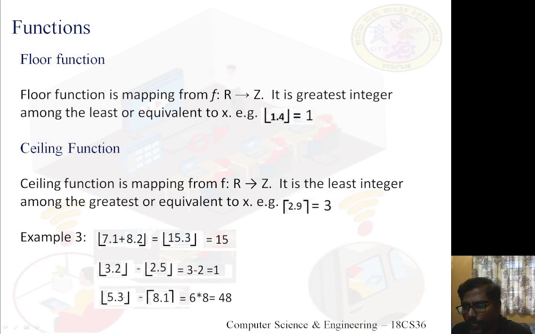So list all integers lesser than or equal to 15.3. Integers lesser than or equal to 15.3 are 15, 14, 13, 12, 11, 10, and so on. Of these, the greatest integer is 15, and that's the answer.